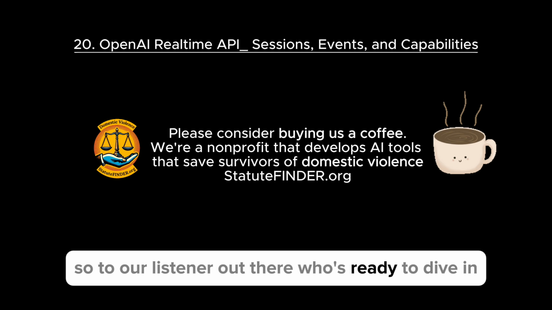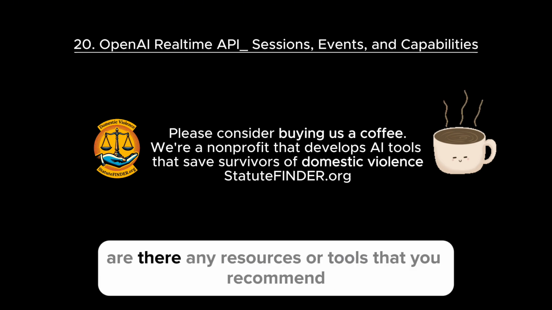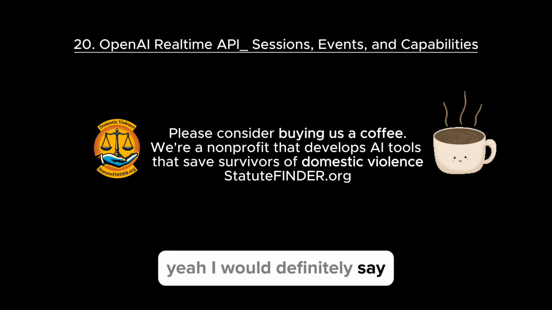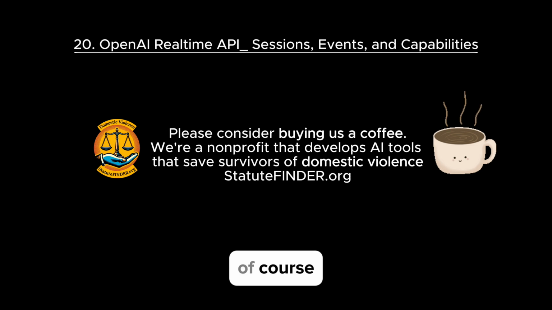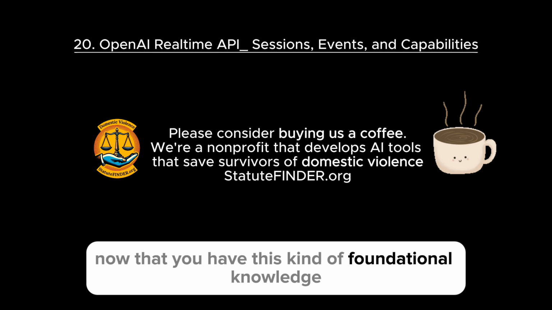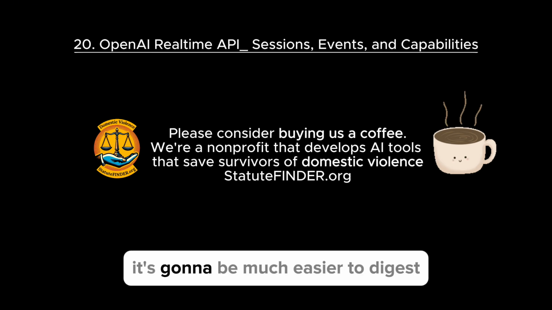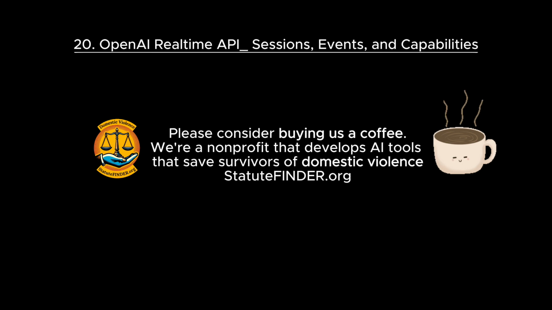That roadmap. Exactly. So to our listener out there who's ready to dive in, what's the next step? What advice would you give them? Are there any resources or tools that you recommend? Yeah, I would definitely say the official OpenAI documentation is your best friend. I know it can be a little intimidating at first, but it's really well written and very organized. And now that you have this foundational knowledge, it's going to be much easier to digest. It's like we've given them a decoder ring for the documentation. Exactly. Suddenly it's all going to make sense.